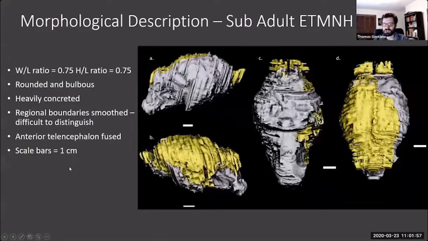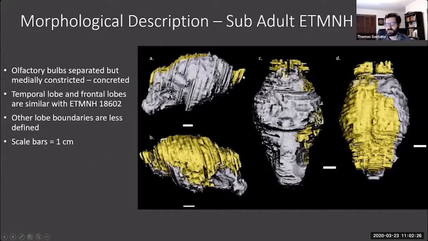The subadult was a little different, much more rounded and bulbous, heavily concreted, and just overall not as good of a quality endocast. The surfaces are a little too smooth for me to confidently identify the different lobes. The olfactory bulbs here are more medially constricted, and they don't extend as far out anteriorly. The anterior telencephalon is not fused as in the adult.